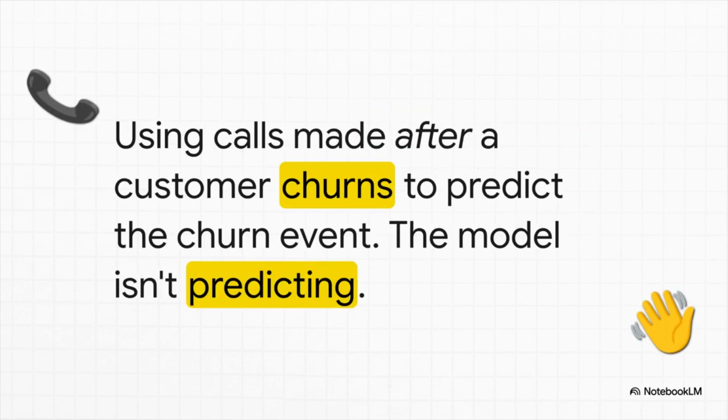Here's another classic. Let's say you want to predict which customers are about to cancel their subscription, or churn. If your model includes data on, say, the number of support tickets a customer filed after they canceled their account, well, that's a leak. That data is a result of the churn. It's not a predictor of it. The model isn't learning to predict the future, it's just gotten really good at spotting something that already happened.